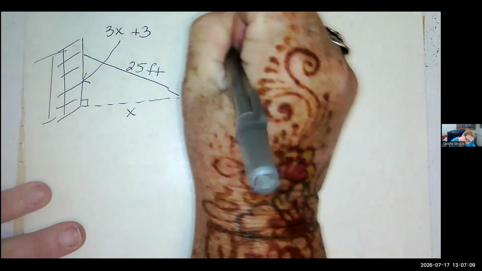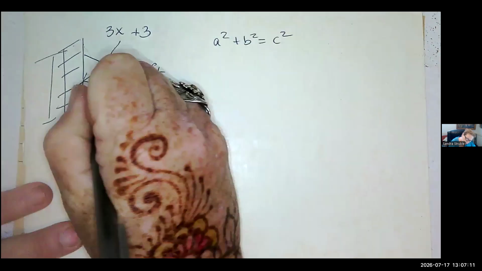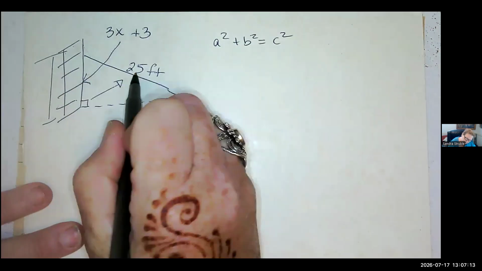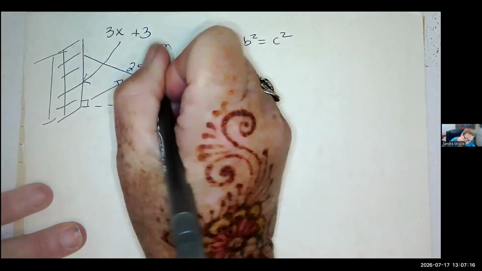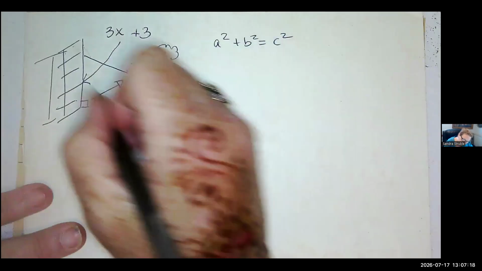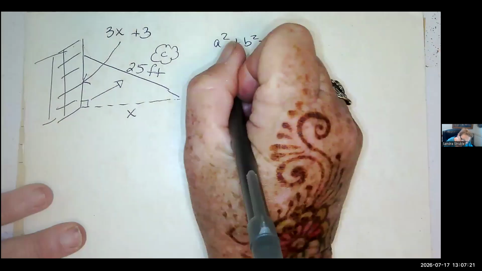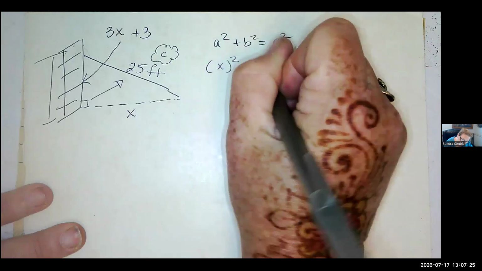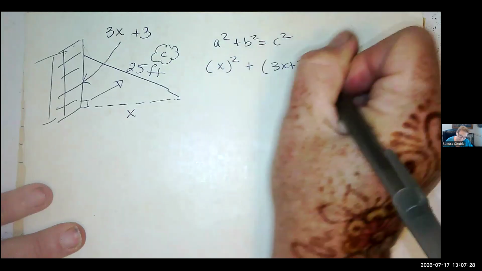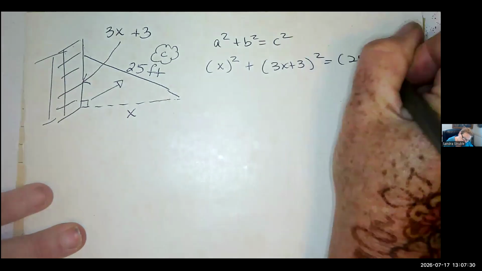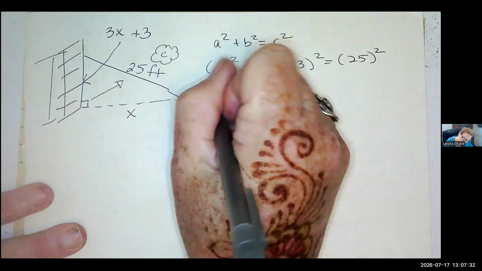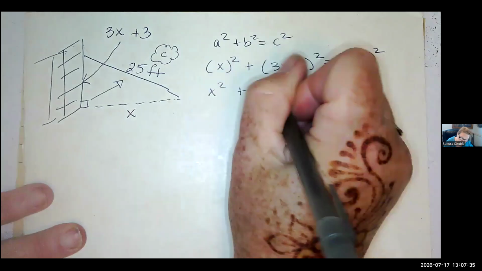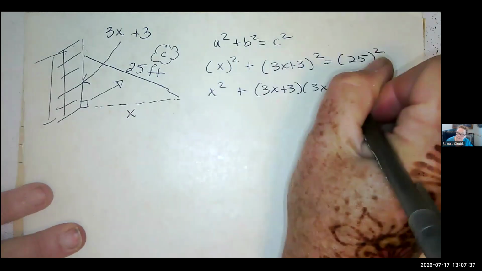All right, so A squared plus B squared is equal to C squared. Remember, directly across from the right angle is the hypotenuse, which is always C. It doesn't matter which one's A or B other than that. So A is X. You could have done 3X plus 3. B is 3X plus 3. And C is 25 squared. So this becomes X squared plus 3X plus 3 times 3X plus 3 is equal to 625.